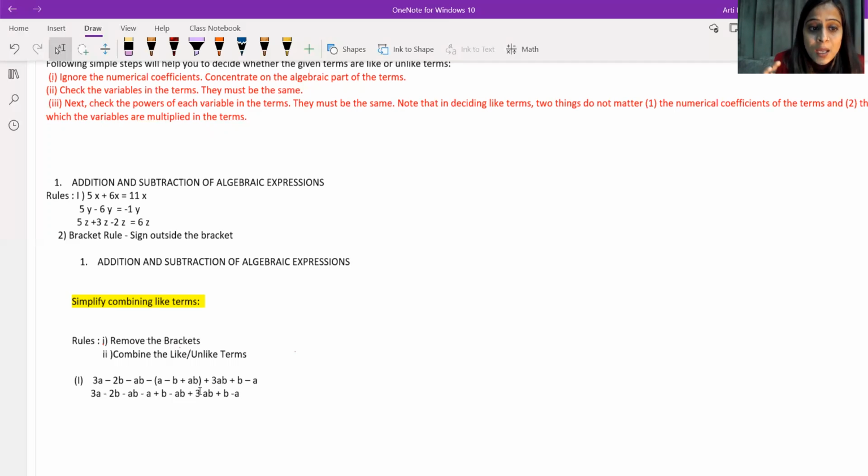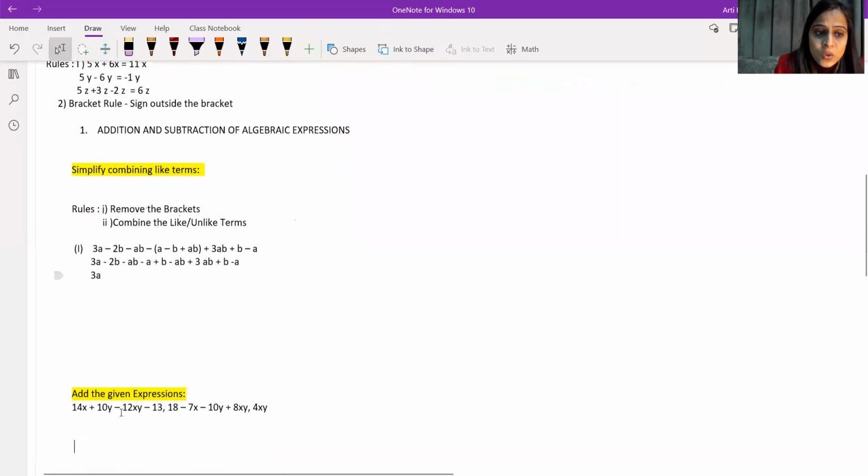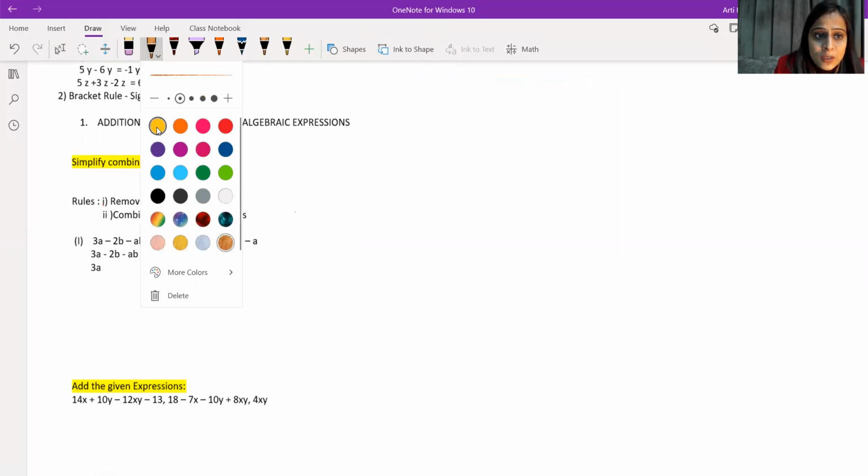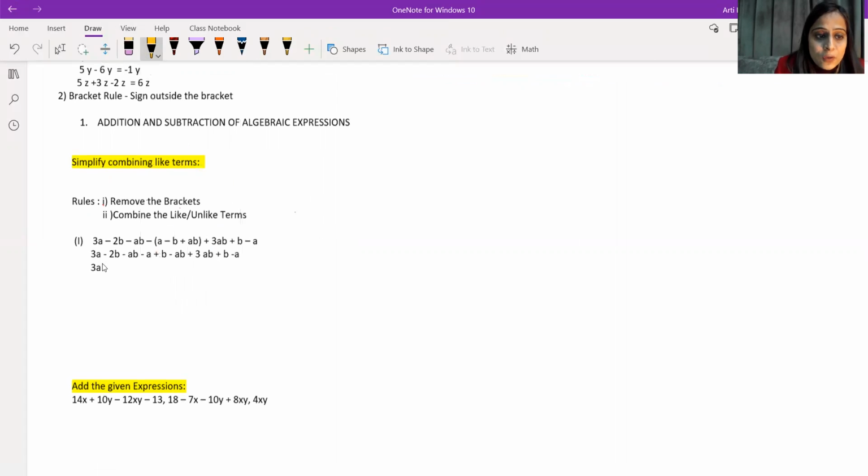First step is clear. Remove the brackets, and we have removed the brackets by following the rule of brackets. Second is to combine the like terms. So how to combine the like terms? First we will write the first term as it is. Now here students often make mistakes. In order to overcome the mistake, just follow the simple steps like I'm doing, and then you will not make any mistake.